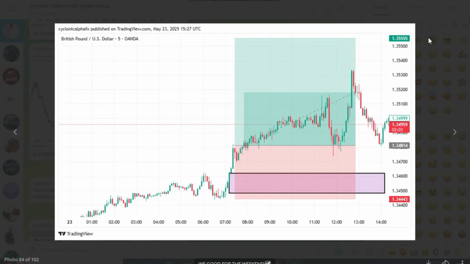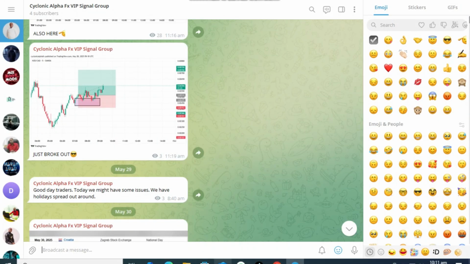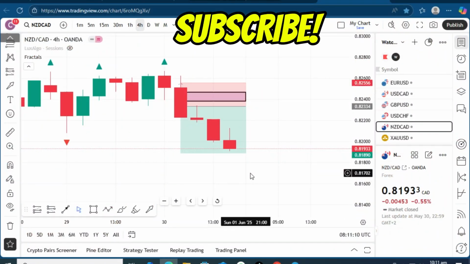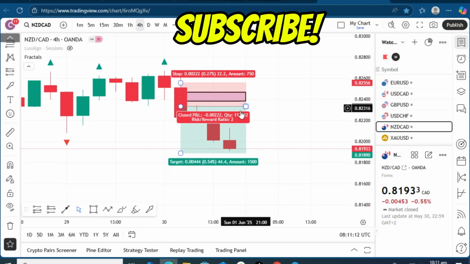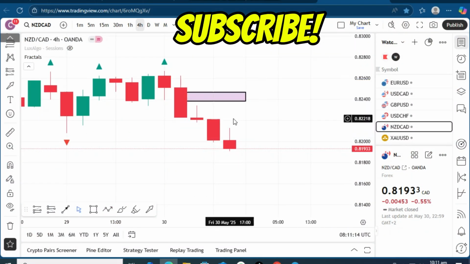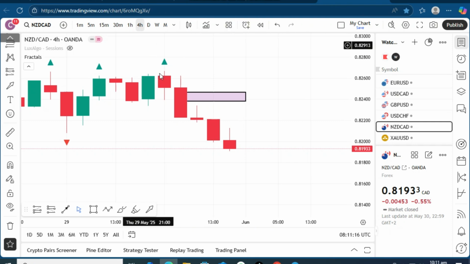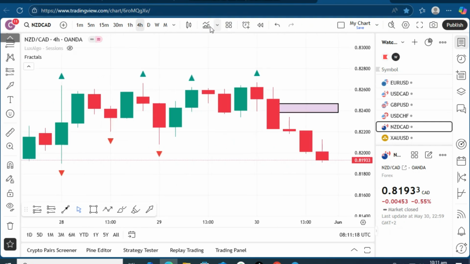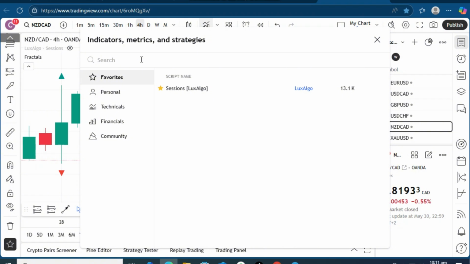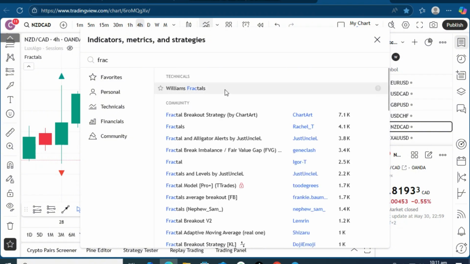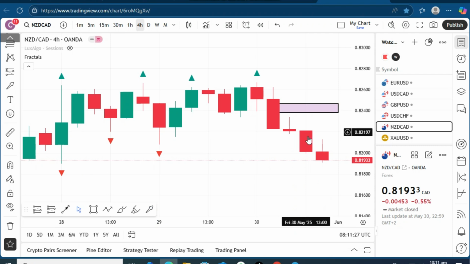Let's go back to our strategy now. So this is what you're going to do. This is the 4-hour time frame, and let me just remove this so that everyone can have clarity. What we are going to do is go to our indicators up here, and I want you to type fractals. Then you're going to go for Williams fractals. You don't need to do any settings for that. You're just going to use the default settings. You can even use it on mobile.